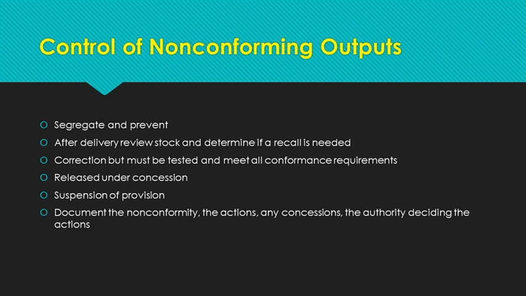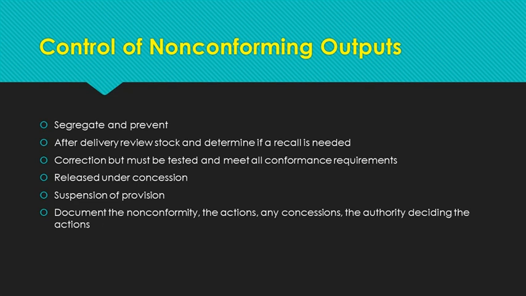All right, last one, folks. Control of non-conforming outputs. The controls are pretty straightforward. Segregate and identify non-conforming product and prevent it from getting back into the product stream or to the customer. If non-conforming product is detected after delivery, evaluate on-hand product, segregate and identify it, and determine if other customers need to be notified to destroy or return product.